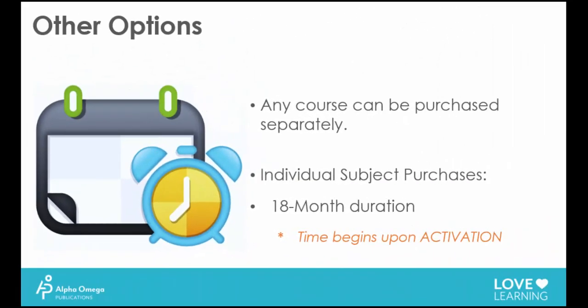Another option for parents to consider is that any course can be purchased individually. So let's say that they're only looking for a 7th grade math course. They are able to singly purchase that 7th grade math course if they'd like. They would get the convention discount, and the course would be available for 18 months to use with the student. The 18-month period would begin upon activation.